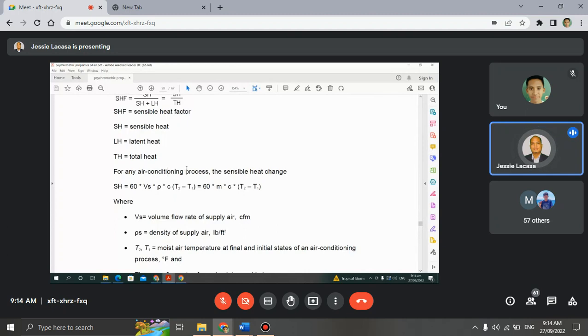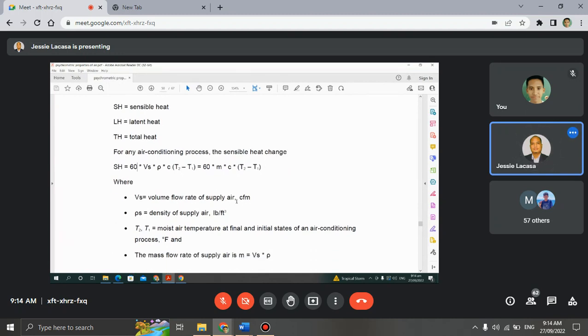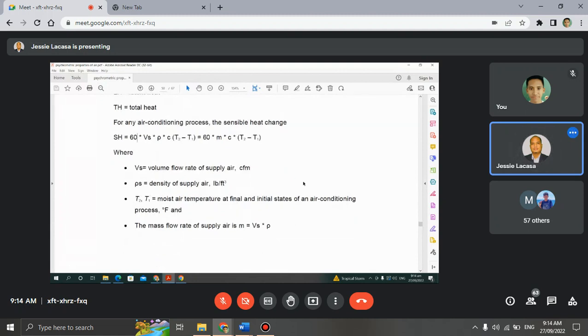So for any air conditioning process, the sensible heat change SH is equal to 60 times Vs, the volume flow rate of supply air, times the density of supply air, times C, the specific heat, times the change in temperature, T2 minus T1. Or it is equal to 60 times MC delta T, where C is the specific heat constant.